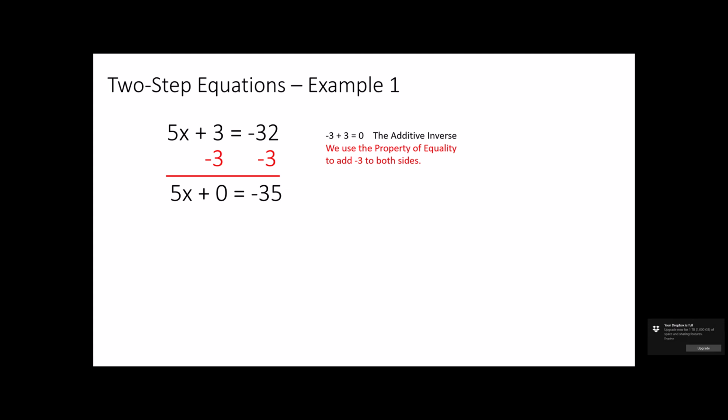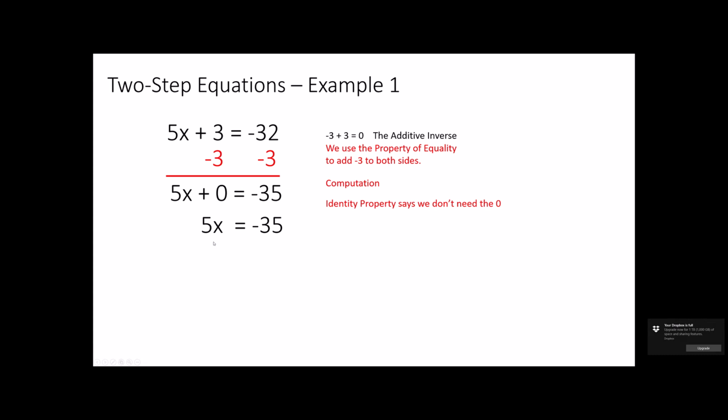We intentionally picked a -3 because we knew that a +3 and a -3 would give us a 0. That's the additive inverse. And we like that 0 because we know that adding 0 doesn't do anything, so we can get rid of it using the identity property. That leaves us with 5x equals -35. Now, I do have a times 5 here. I'd like to get this x by itself, which means I want to get rid of this times 5.